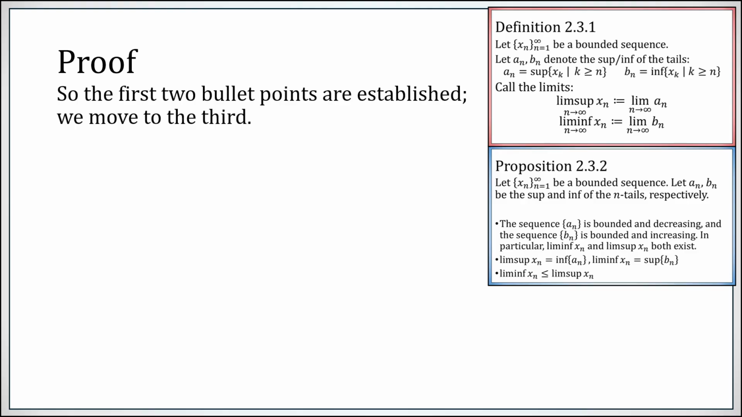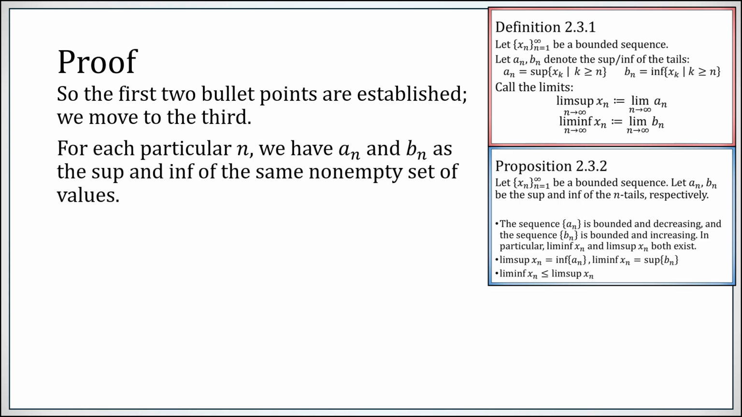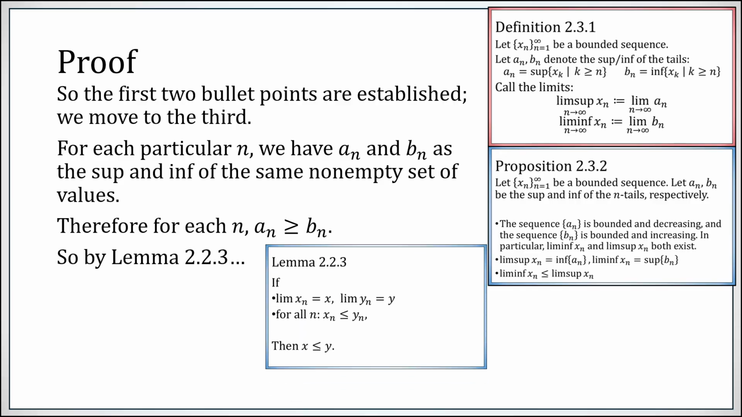Let's move on to the third, that the liminf and limsup don't just exist, but the liminf must be less than or equal to the limsup. Now, we've already seen that an is always bigger than or equal to bn. So recalling this old lemma, 2.2.3, since they have limits and an is always bigger than or equal to bn, the limit of an must be bigger than or equal to the limit of bn. In other words, the limsup is bigger than or equal to the liminf.